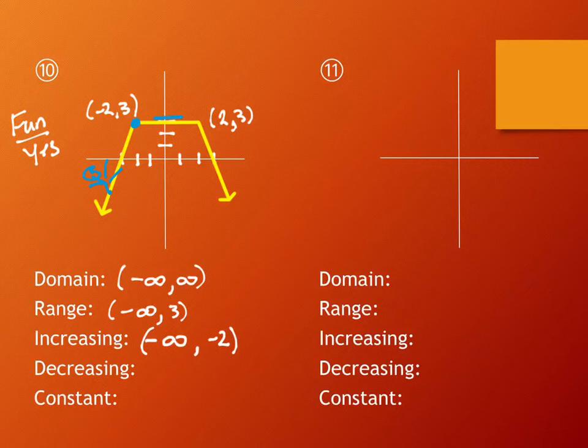What happens after negative 2? It's constant. Told you we're going to have a constant one, right? It's actually flat. It's constant from negative 2 to where? Positive 2, you betcha. And then what happens at positive 2? It decreases. Starts to decrease until infinity, right? X value infinity.